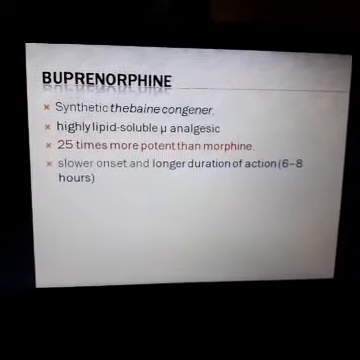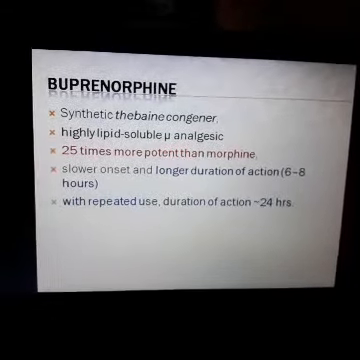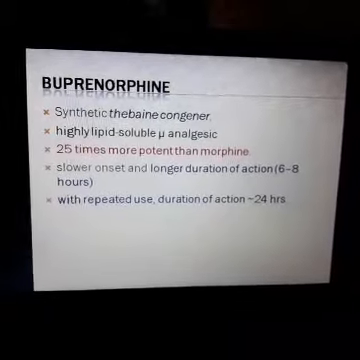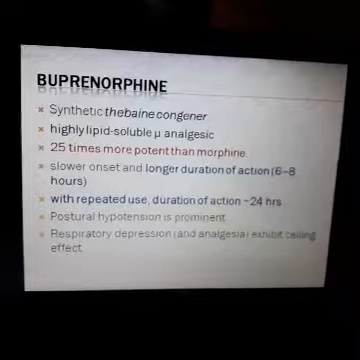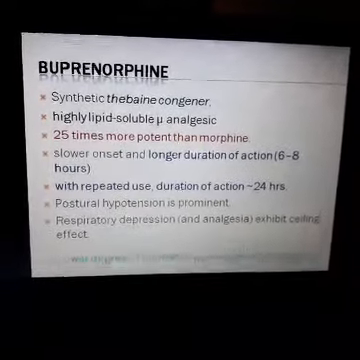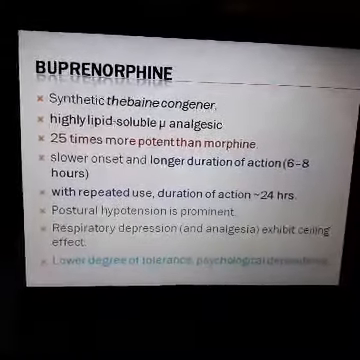So buprenorphine has slower onset of action and a long duration of action, 6 to 8 hours. And with repeated use, duration of action reaches 24 hours. So with chronic use, it is the longest acting opioid. Postural hypotension is prominent, respiratory depression is also prominent, and it exhibits ceiling effect. Lower degree of tolerance and psychological dependence happens with buprenorphine.